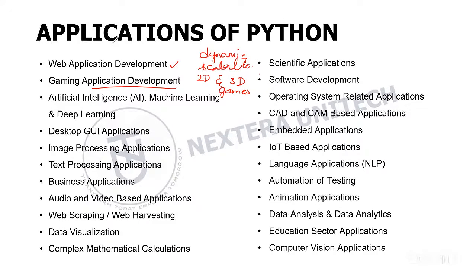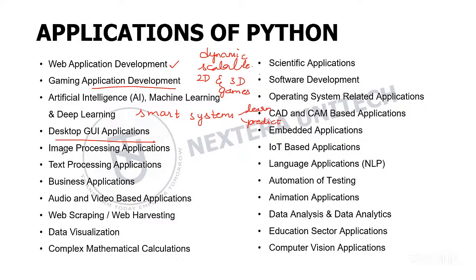It is also used in artificial intelligence, machine learning, and deep learning. So it is used to build smart systems that can learn and predict. So it learns and predicts your data. And it is also used in desktop GUI applications. So it develops user-friendly desktop software with graphical interfaces.